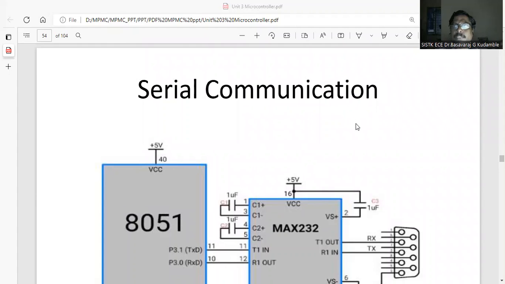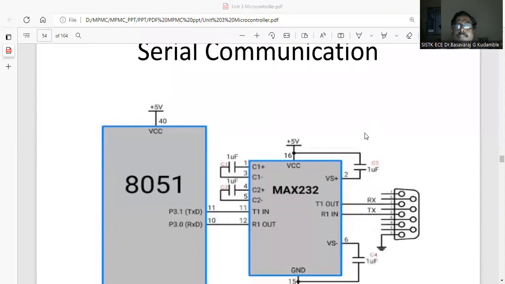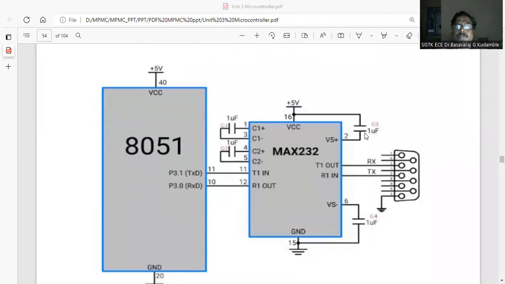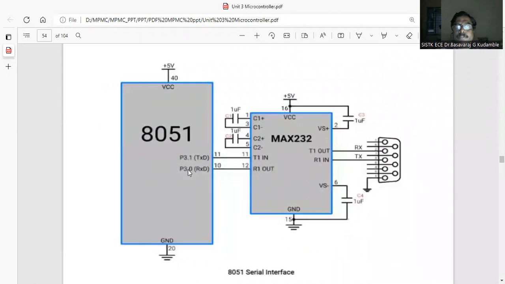Let me discuss the serial communication. Serial communication is used to send and receive data in serial form, that is, bit by bit. See here, this 8051 microcontroller has two pins especially for serial communication. One is the transmit pin, and the other one is the receive pin.